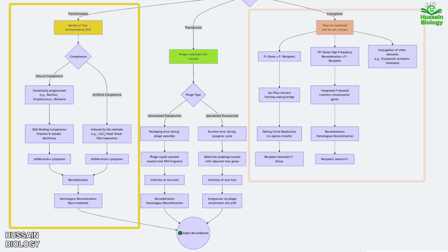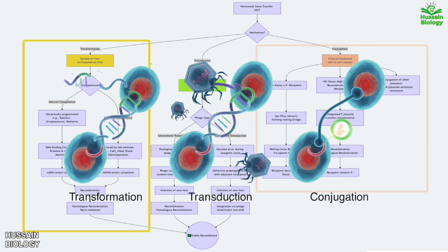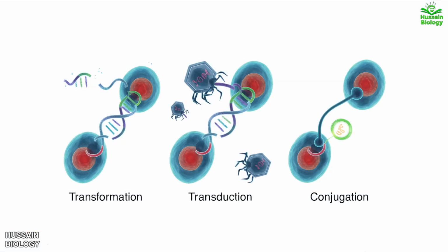So to summarize, we see transformation brings in free DNA from the environment, transduction transfers DNA via phages, and conjugation moves DNA directly through cell-to-cell contact. All these ultimately can lead to a stable recombinant bacterium, one that carries new genetic traits. So this is what horizontal gene transfer is and its types.